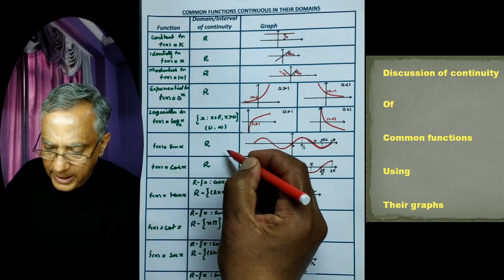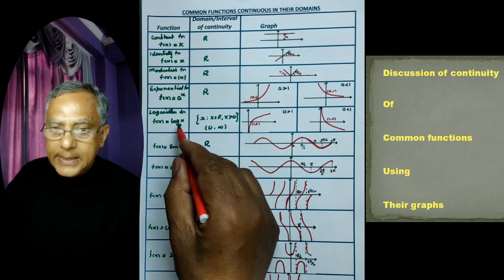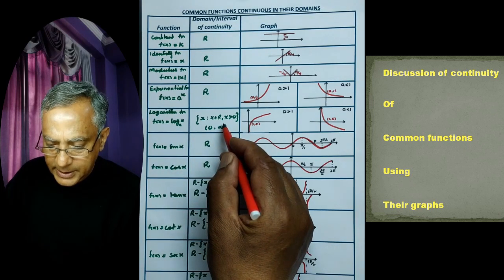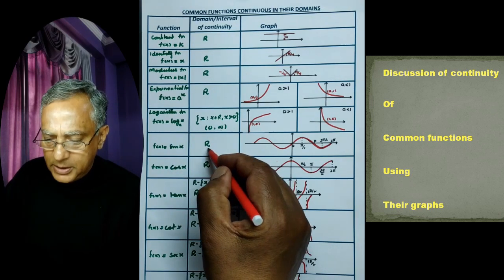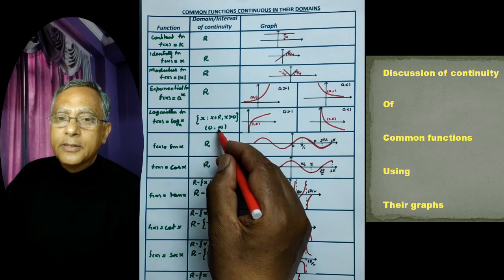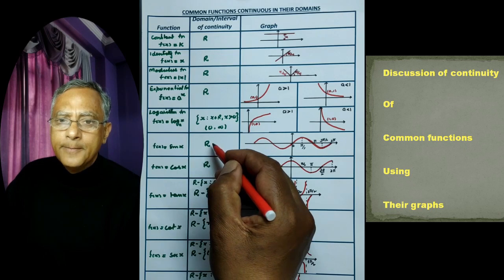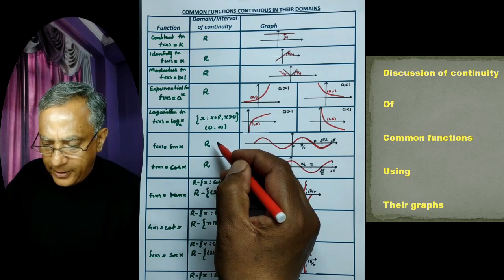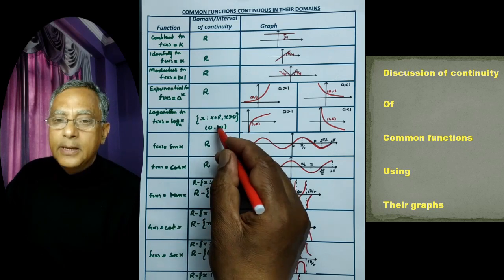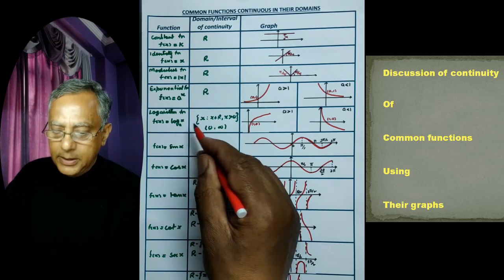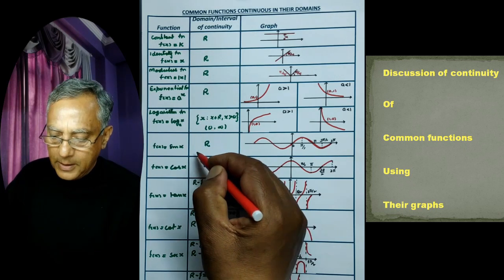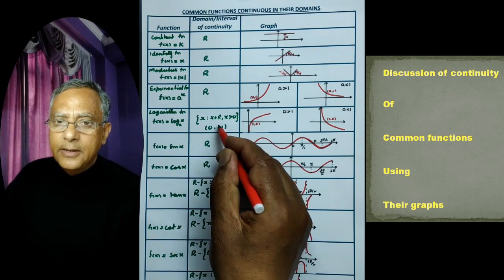The function log of x to the base a is a continuous function. This is also a continuous function, but this function is continuous in its domain, and this is continuous in its domain, which is also the real line. So this is everywhere continuous, and this function is called a continuous function. This is continuous everywhere, but this is continuous only in its domain.